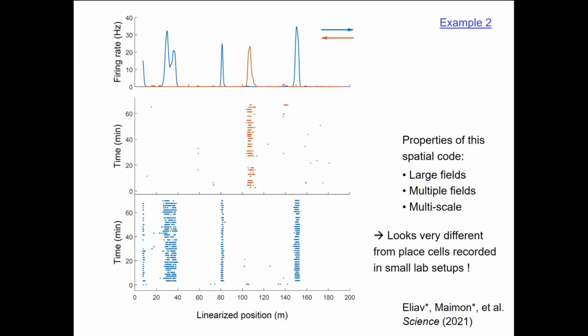By the way, when we did the same experiment in a small environment, basically we took the tunnel and we put a block, and then we looked at a 6-meter piece. Then we find the same finding as in rodents, namely mostly single fields, right? But when you increase environment size, you find many place fields, and they are different sizes.